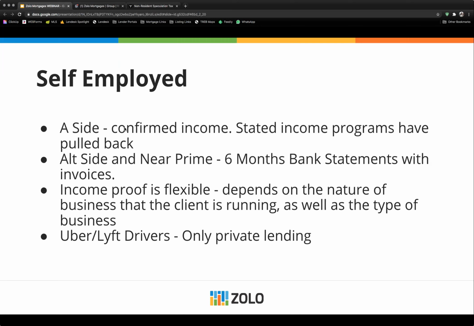The lender ends up annualizing this income. So let's say they have a really good 6 months in terms of cash income. We may be able to qualify that client for a lot more than they would have maybe even a year ago. So income proof is flexible on the alt and near prime side, especially for self-employed individuals.